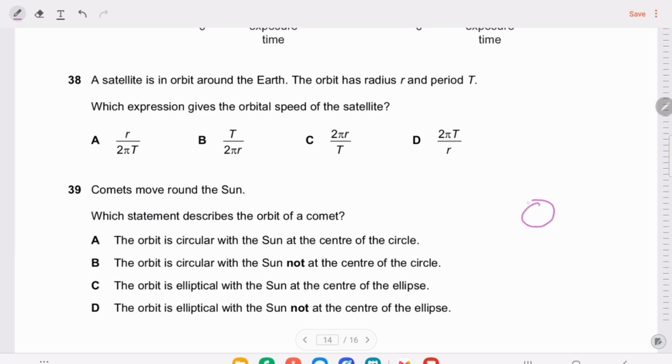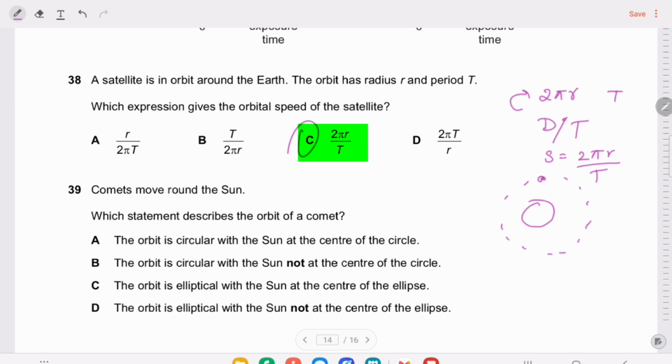So we have an Earth. So this is the satellite. The satellite travels around a circular orbit. One complete orbit means it travels the circumference of the circle, and the circumference of the circle is 2πr. The time taken for one orbit is T. So the speed is always distance divided by time. The distance is 2πr, and the time is T. The speed would be 2πr divided by T. So option C is the right answer.